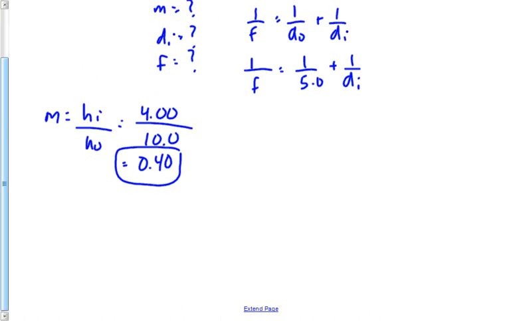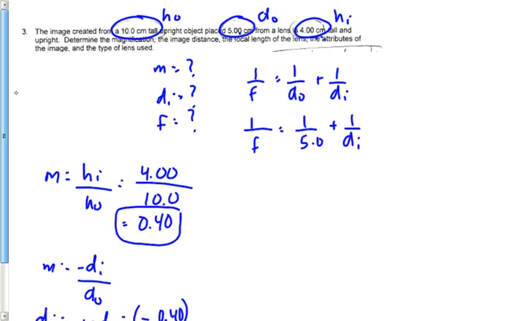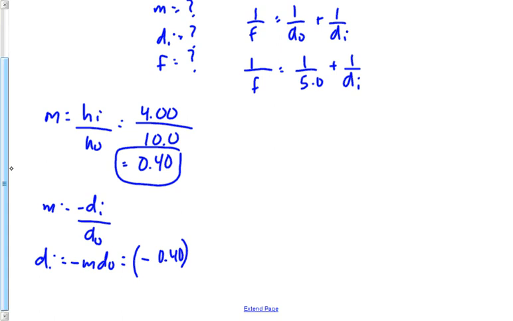But I can now say m is equal to negative di over do. Di is equal to negative m times do. Negative 0.40 times the object distance here, which is 5, gives negative 2.0 centimeters. The image distance is negative 2 centimeters. Haven't made any mistakes on this one, have I? This one's good. Now we can find the focal length.